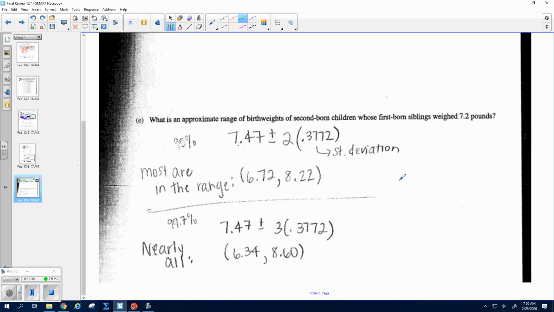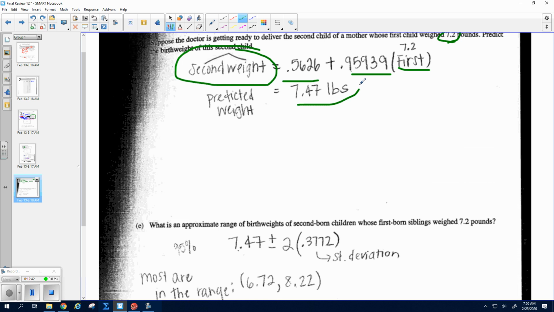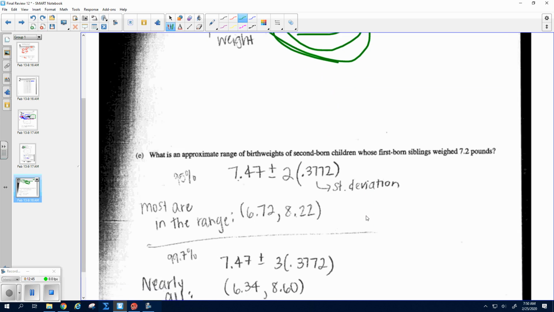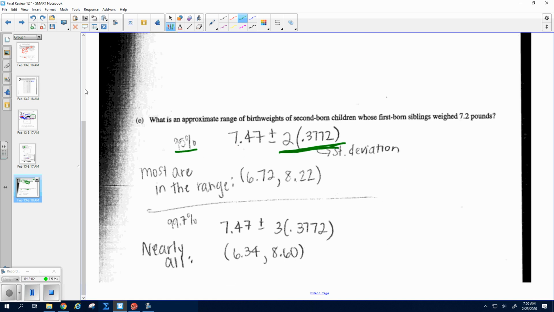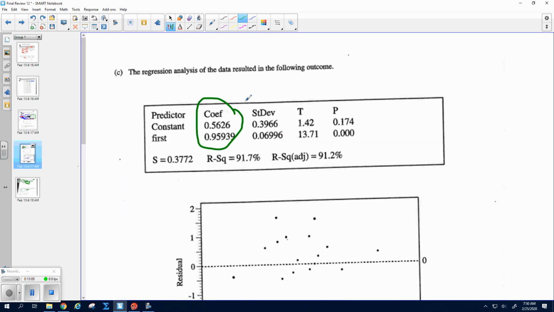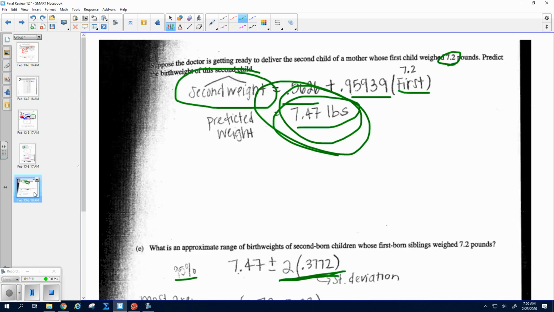For part E, approximate range of birth weights of second-born children whose firstborn siblings weighed 7.2 pounds. So a range for that second child. Well, here's our predicted output, right? But we can be 95% sure if we make it 2 standard deviations within that number. Then we're 95% sure we're going to capture all the second-born babies where the first one weighed 7.2 and the second one weighed 7.47. The standard deviation comes from right here. I want 2 of those so that I can be 95% confident.